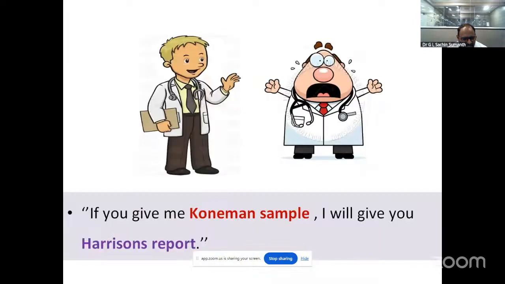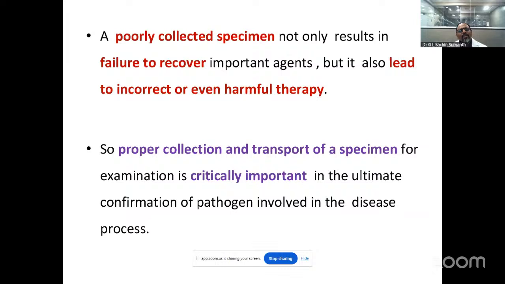Somebody said like this: if you give me a common sample, Common is a book which we treat as a gold standard for diagnostic microbiology, I will give you a Harrison's report. That is the importance of the right sample that will help us to give a very valid, accurate report. A poorly collected sample or specimen not only results in failure to recover important pathogens, but also leads to incorrect or even harmful therapy. So proper collection and transport of the specimen for examination is critically important in the ultimate confirmation of the pathogen involved in the disease process.